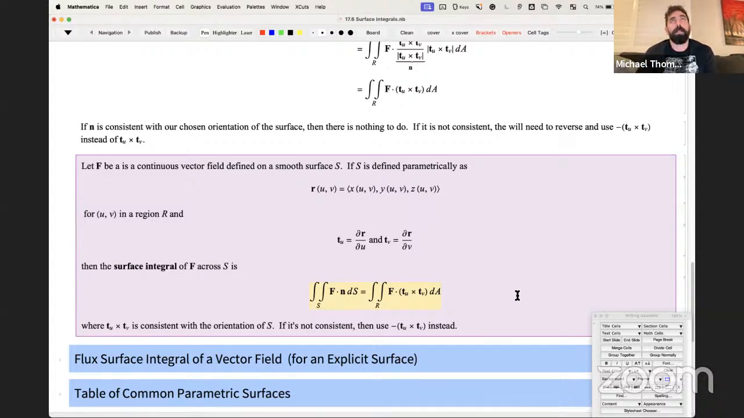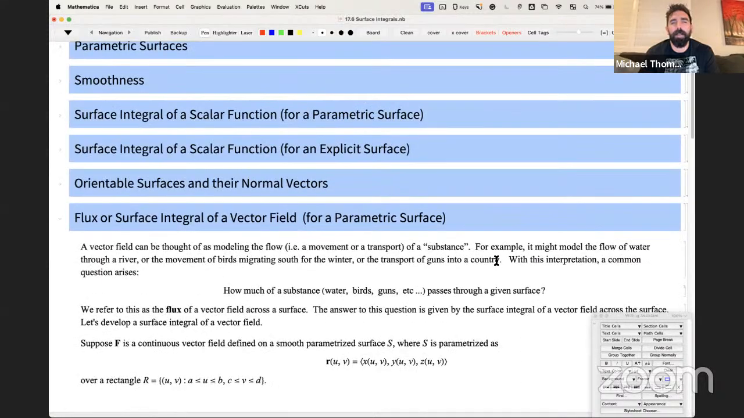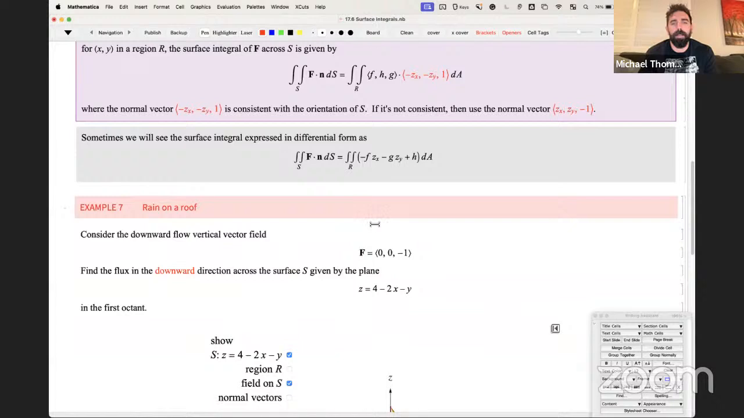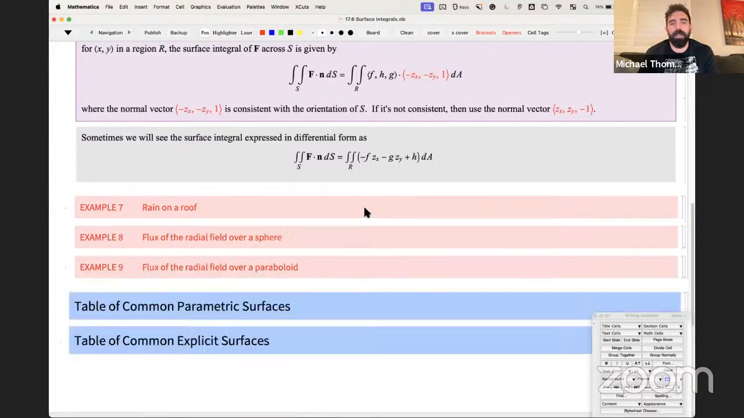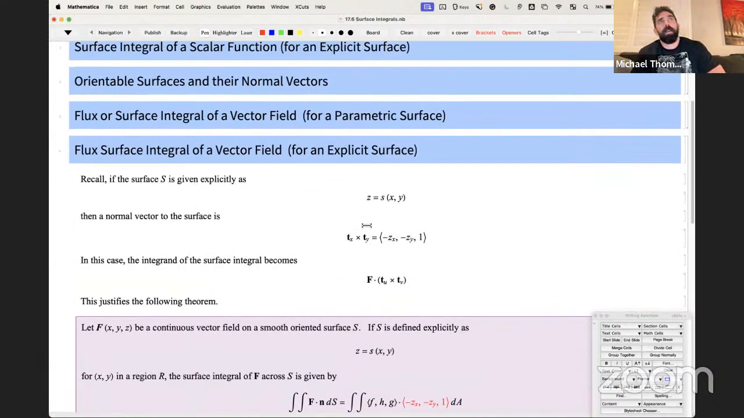Let's say we wanted to do this over explicitly defined surfaces, because that's pretty common. We don't always give surfaces parametrically. Sometimes they're given explicitly, like maybe something like that. It's a plane, it's not given parametrically. So how would we do this? We don't want to have to convert everything to its parametric equivalent, so there's a quick way to handle this.